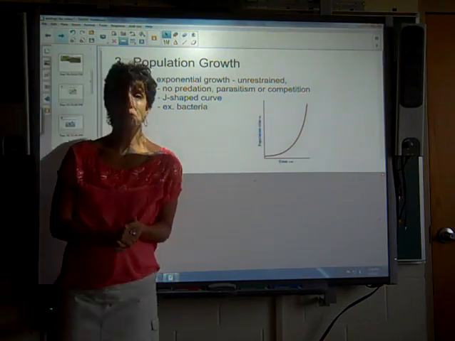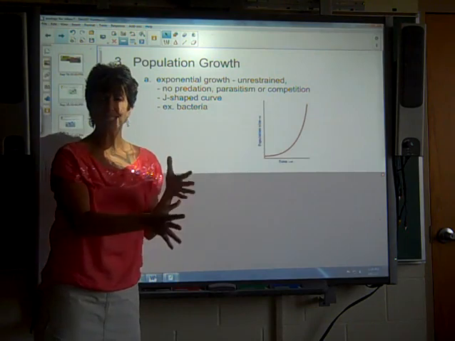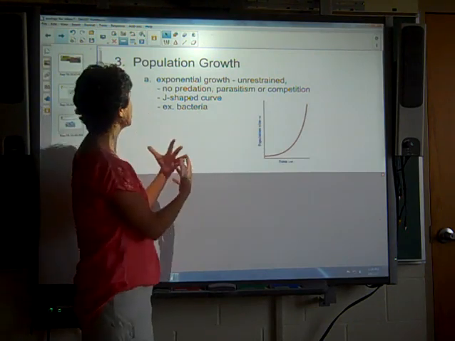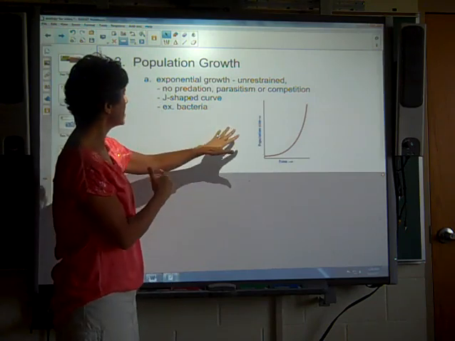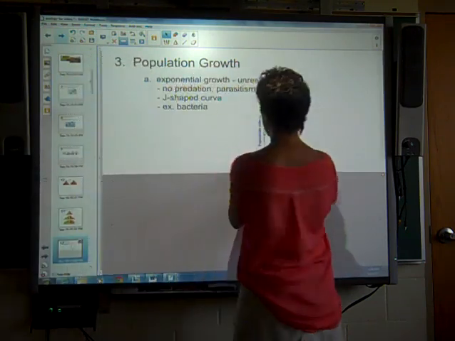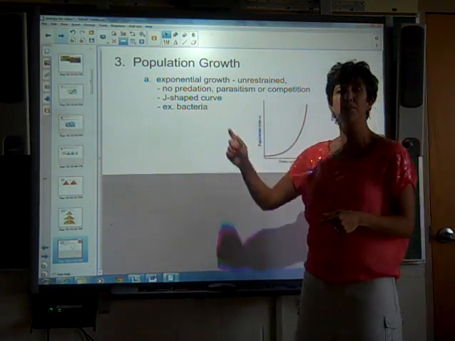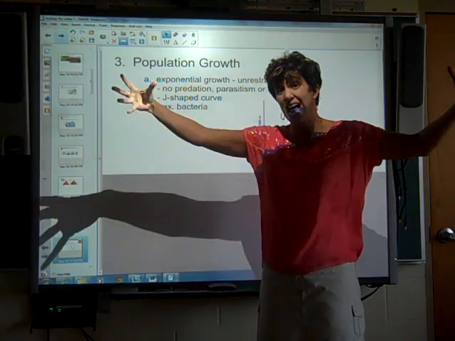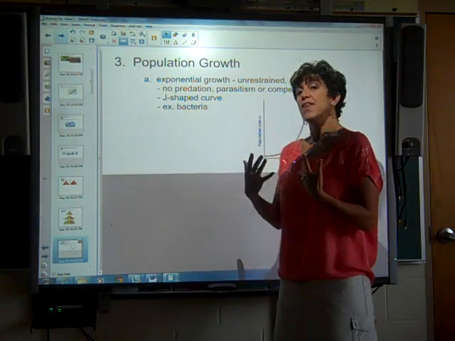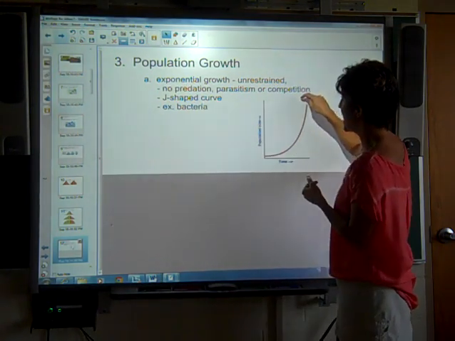All right, number three. We have looked at the levels of organization. We've looked at some things that we use to describe a population. Now we're going to look at how populations grow. This type of growth, where you start off with very few organisms and it shoots way up, you think of bacteria, something that very quickly goes from just a few bacteria to a lot, that's when you get sick. That type of growth is called exponential growth. It makes a J curve.